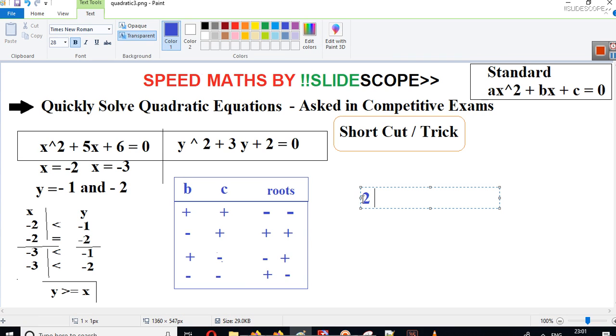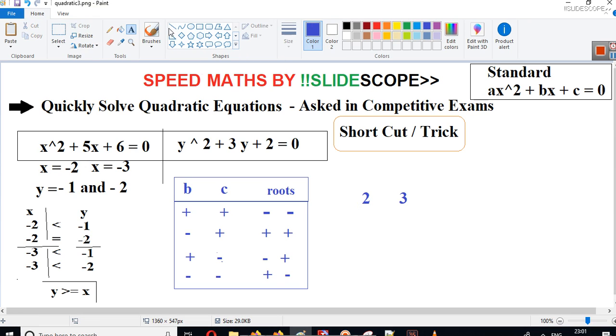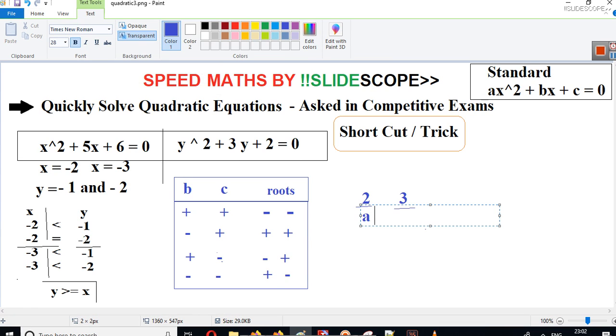And then let's say 2 and 3 are factors. Then what you have to do here is simply divide these factors by the coefficient of x square, or whatever value we have for a.